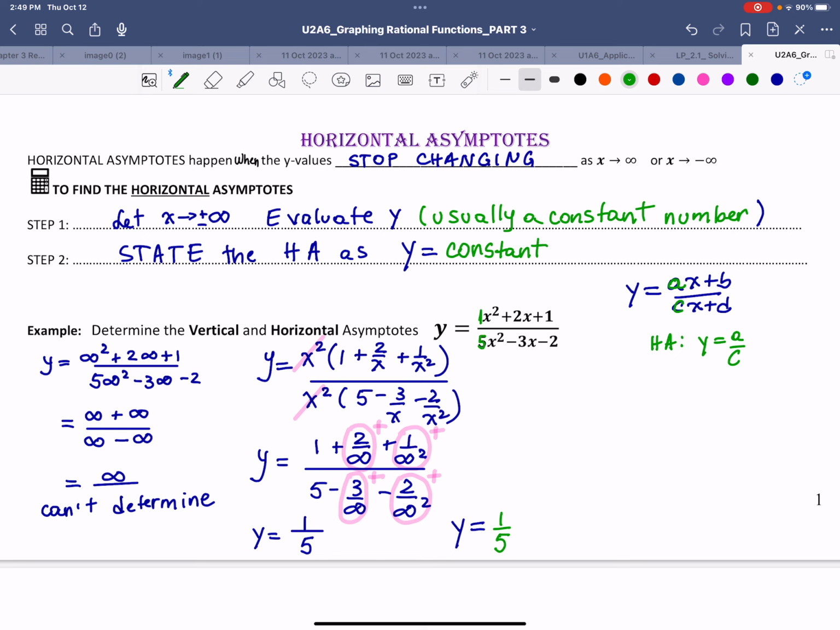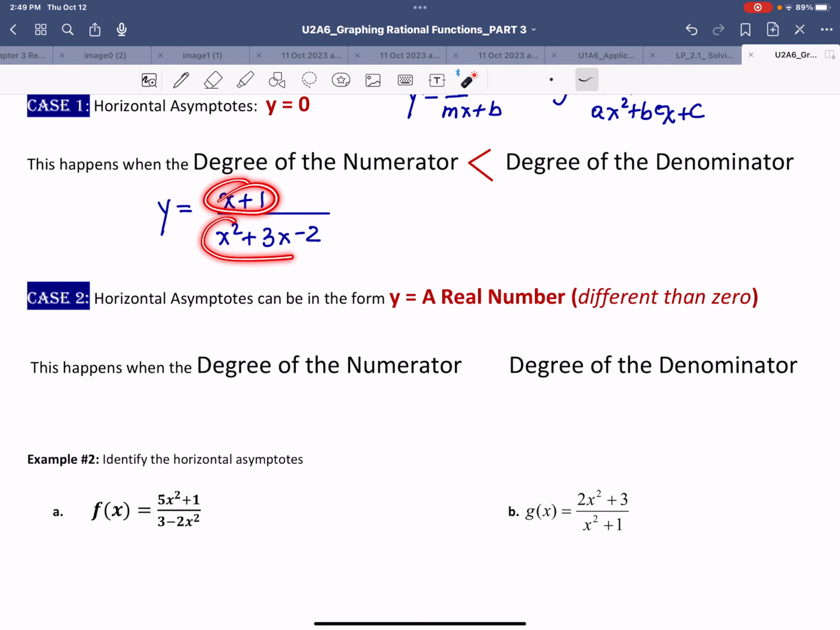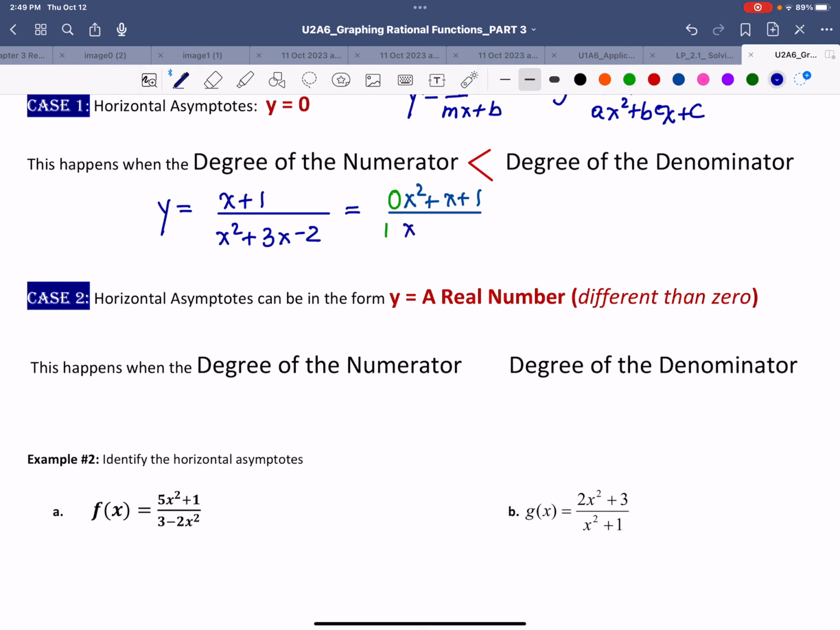So that makes us think that when the degree of the numerator and denominator is the same, we can find the horizontal asymptote as the ratio of the leading coefficients. Now, when we look at functions in the form linear over quadratic, again, we are trying to stretch the same idea. We can interpret them as functions with the term x squared with the coefficient 0, and then plus x plus 1 divided by 1x squared plus 3x minus 2. And the horizontal asymptote here would be at y equals 0.